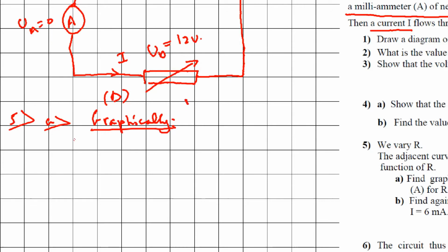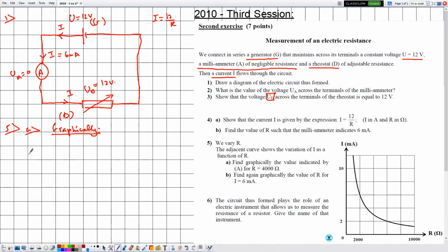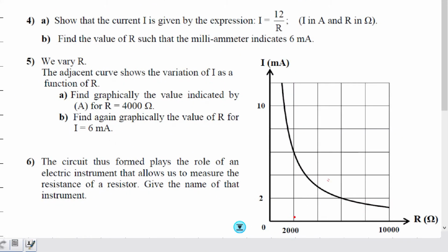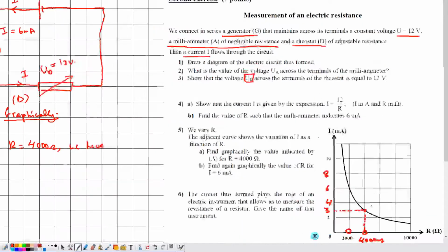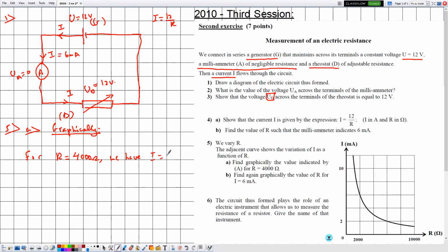So they usually give a half a mark for this statement. For R is equal to 4000 ohms, we have, so if this is 2000 ohms, this is 4000 ohms, and it corresponds to this point on the curve. Now this point has an electric current of, if this is 2, then this is 4, this is 6, this is 8. So the value of this electric current is given by 3 milliamps. Then we have I is equal to 3 milliamps.